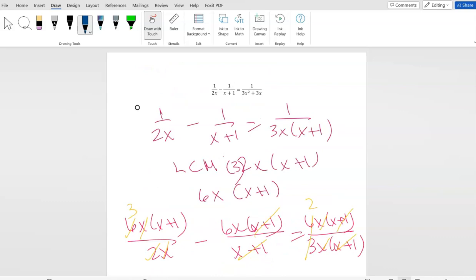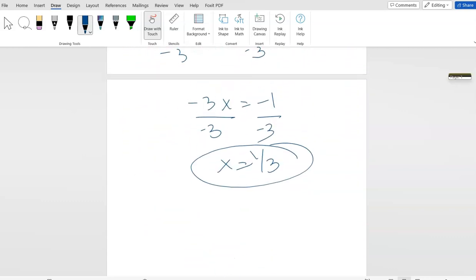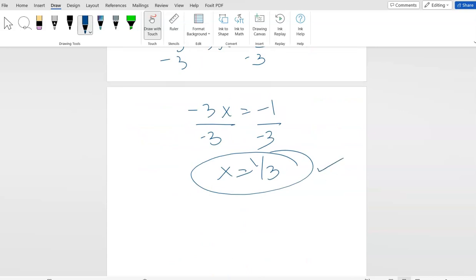Obviously you can do a full check, but the quick and dirty method is simply to check to make sure that 1/3 doesn't make any of these denominators into a 0. And I can see here, no, that'd make it 2/3, that'd make it 1 1/3, that'd be a 1, but it's not going to subtract. So I'm okay. And I feel pretty confident that this is a valid solution.